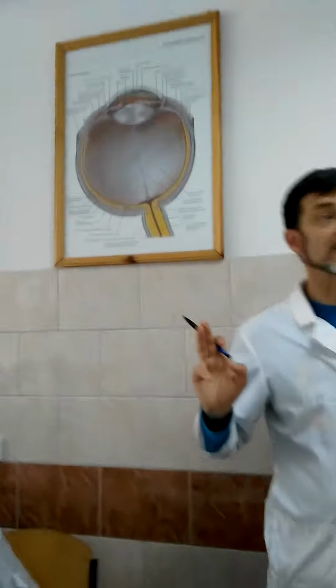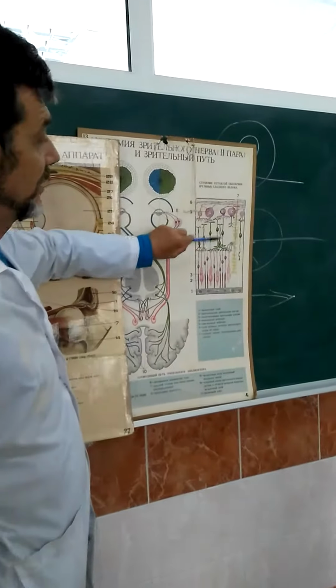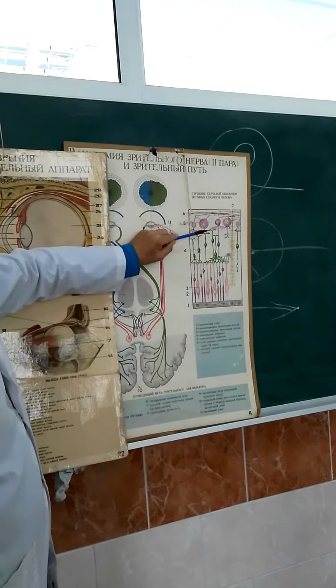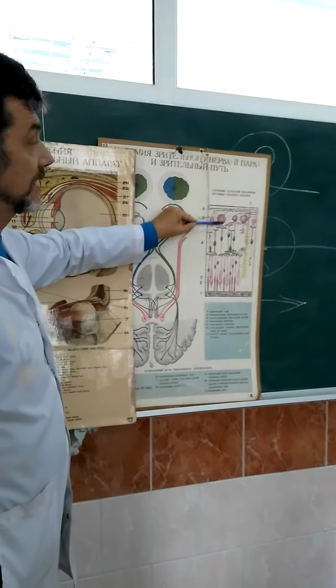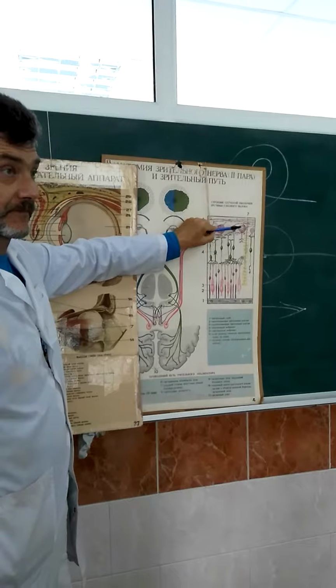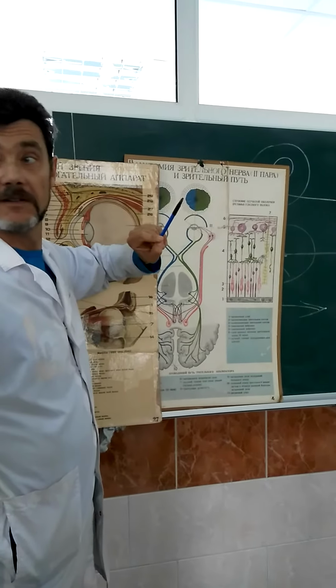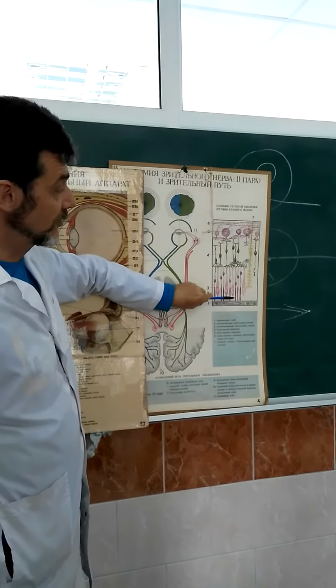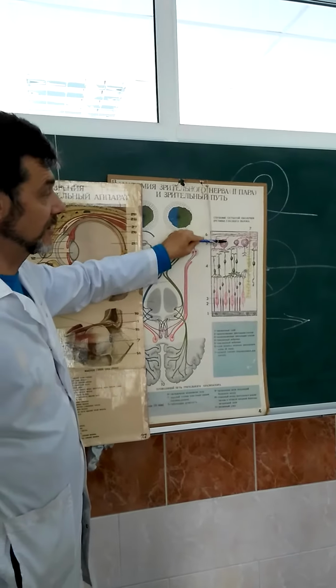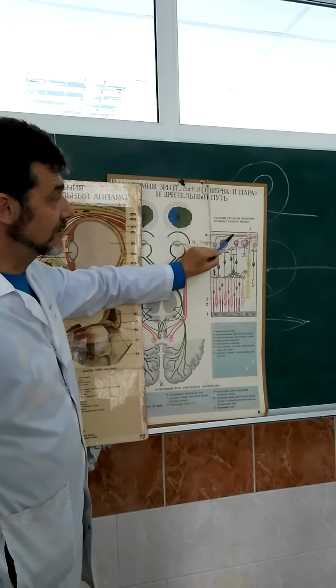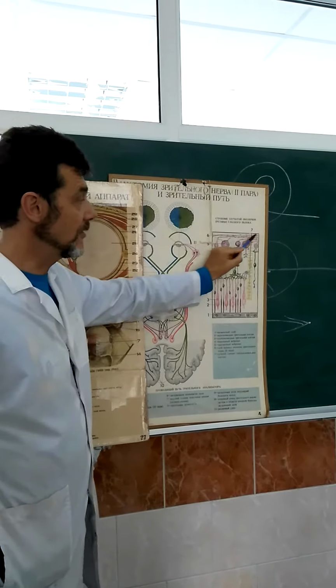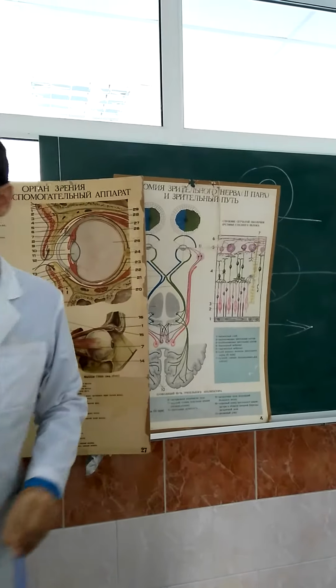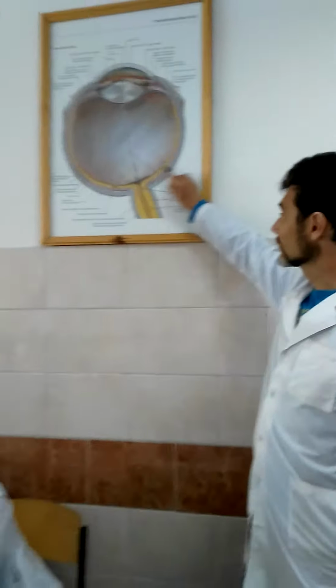So, three layers of cells. The first, rods and cones. The second layer, bipolar cells. The next layer, ganglionar cells. All visual information moves from rods and cones to bipolar cells to ganglionar cells, whose axons are collected and go out of the eyeball.